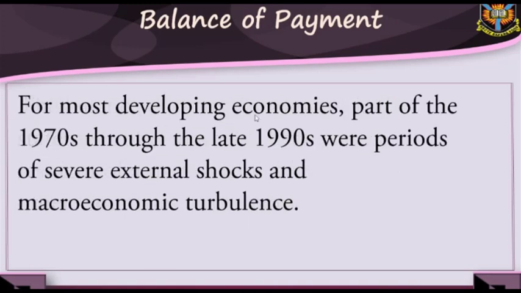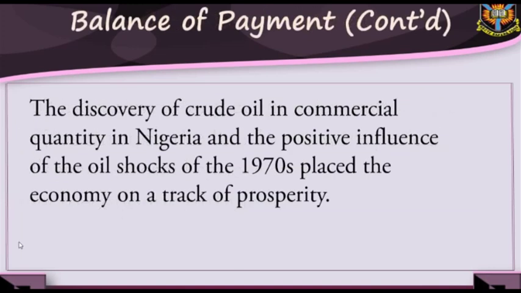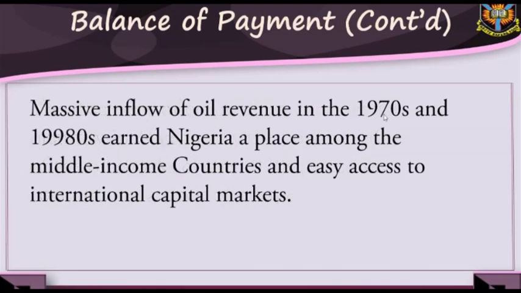For most developing economies, the period from the 1970s through the late 1990s was one of severe external shocks and macroeconomic turbulence. Unlike most developing countries, the discovery of crude oil in commercial quantity in Nigeria and the positive influence of the oil shocks of the 1970s placed the economy on a track of prosperity. Massive inflow of oil revenue in the 1970s and 1980s earned Nigeria a place among the middle-income countries and easy access to international capital markets.